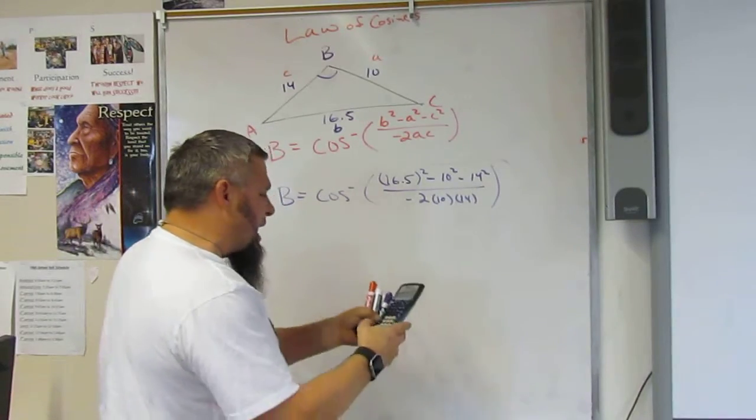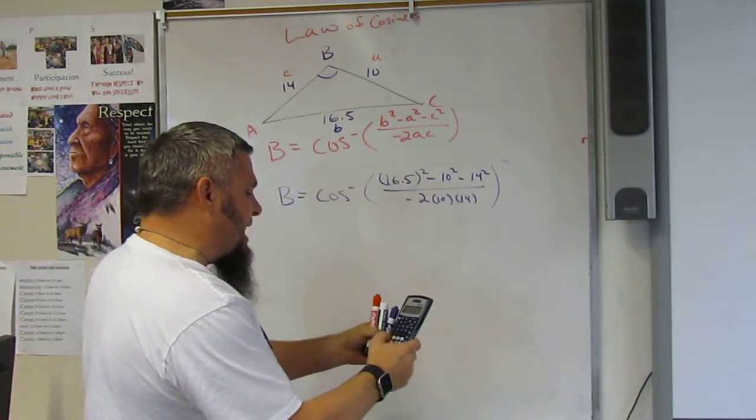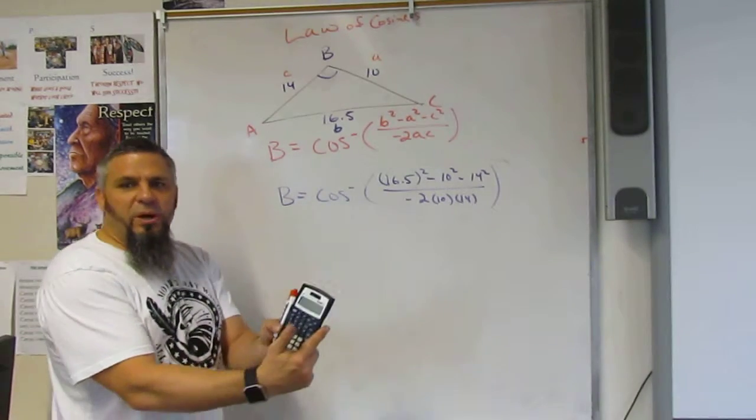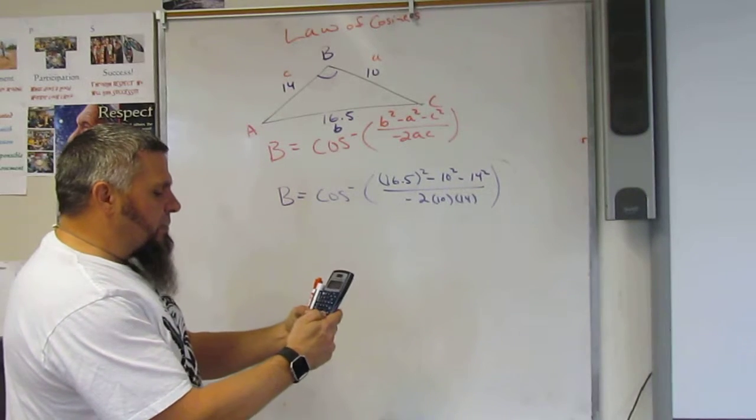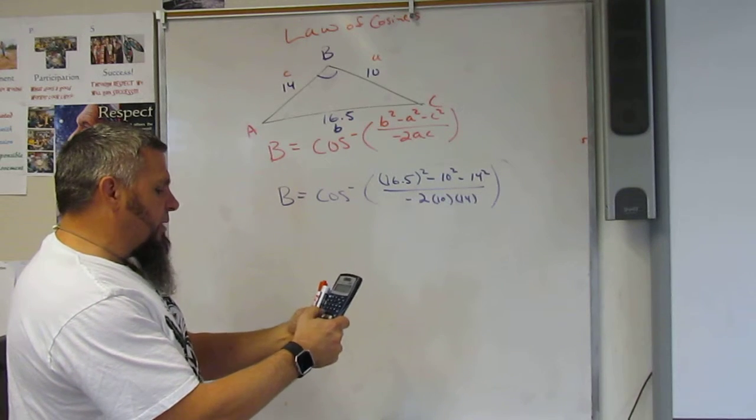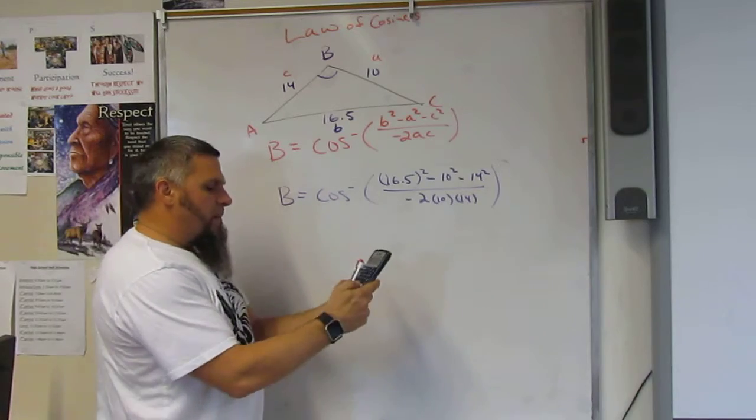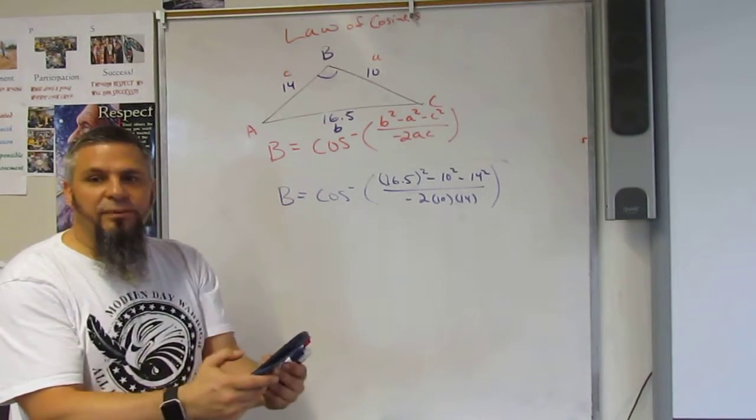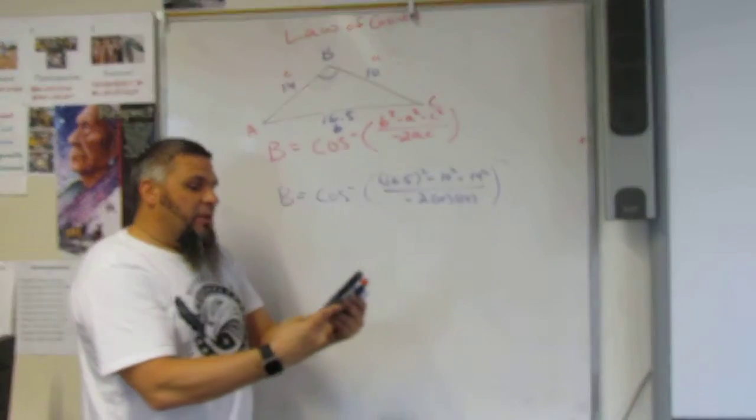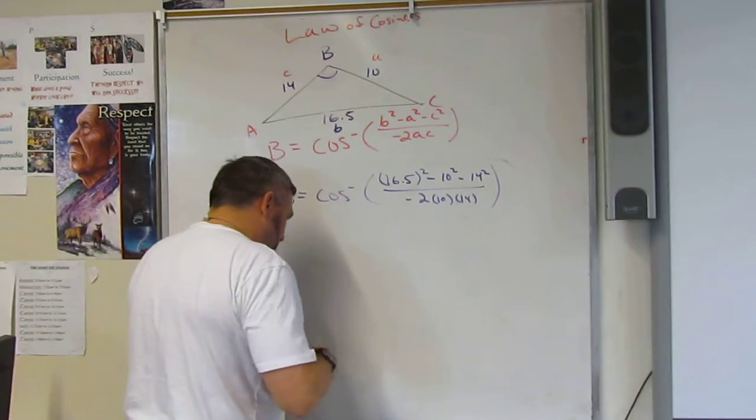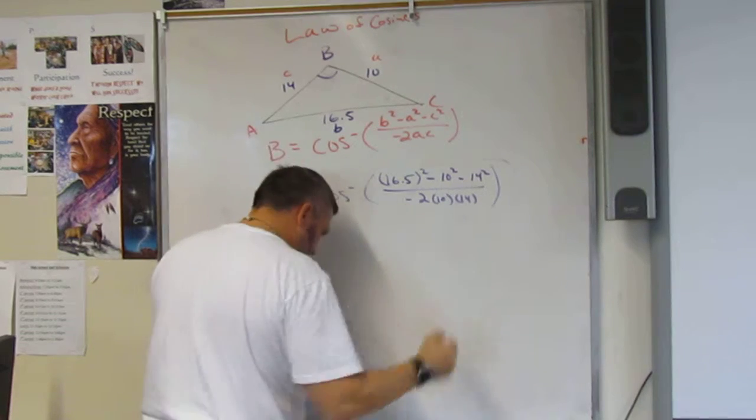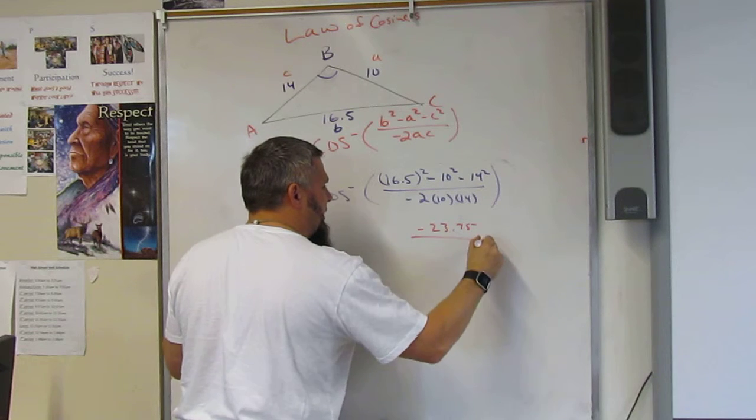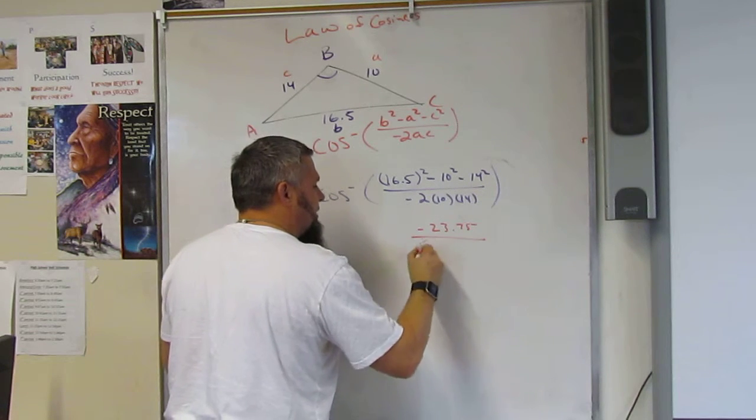So how I would do the top is I take 16.5, hit the square button. Okay? That will square, it puts a little square on the top. Then minus 10 squared minus 14 squared. Right? Then hit equals. That gives me negative 23.75. Okay? Divided by this quantity.